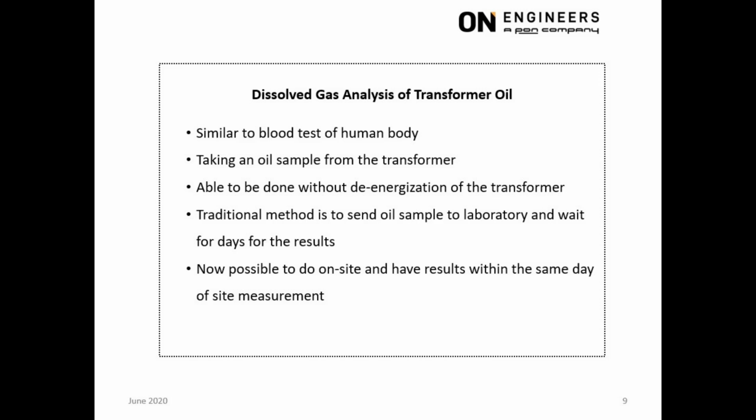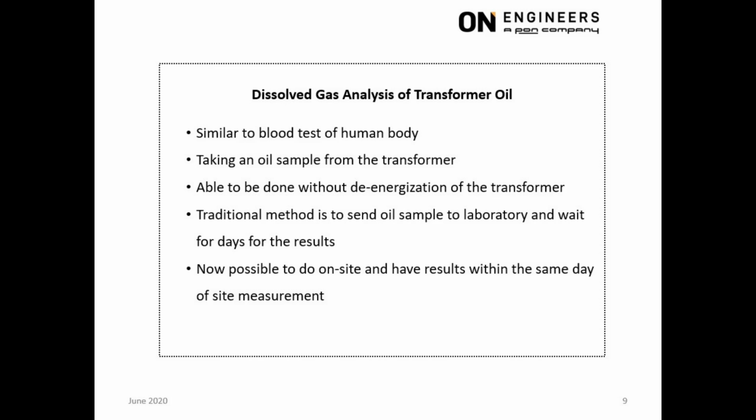This slide is about dissolved gas analysis of transformer oil. The transformer oil is like the blood of the human body. In a medical checkup, a sample of blood is taken and sent to a lab for analysis. The results can indicate problems with your heart, liver, kidney, etc.